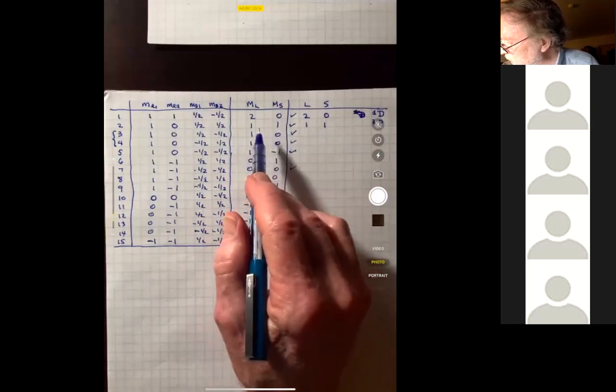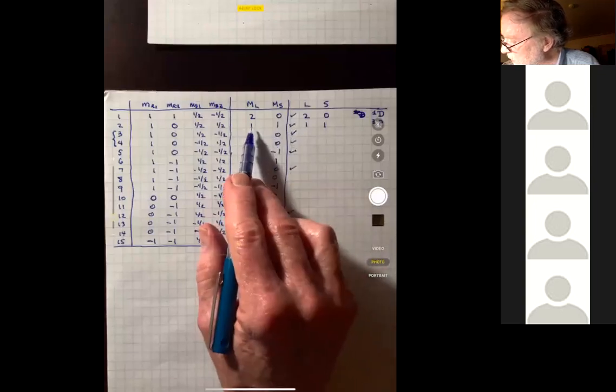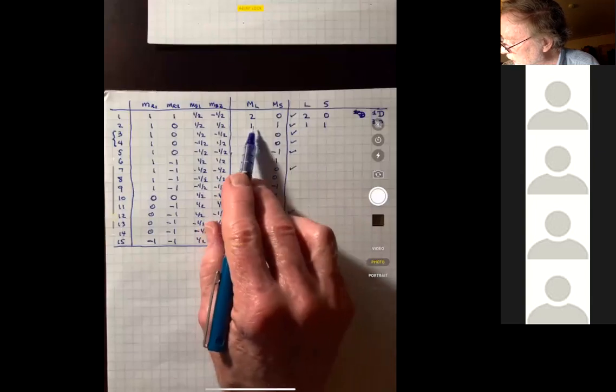But now, excuse me, because the S is equal to 1, we can lower the M sub L. Let's lower this to get a 0, 1, and then lower the M sub S.